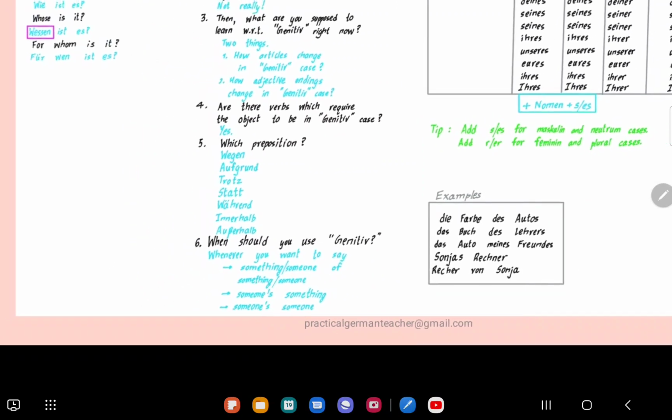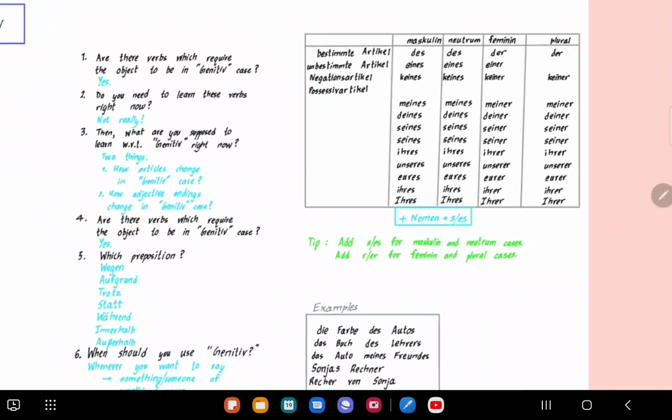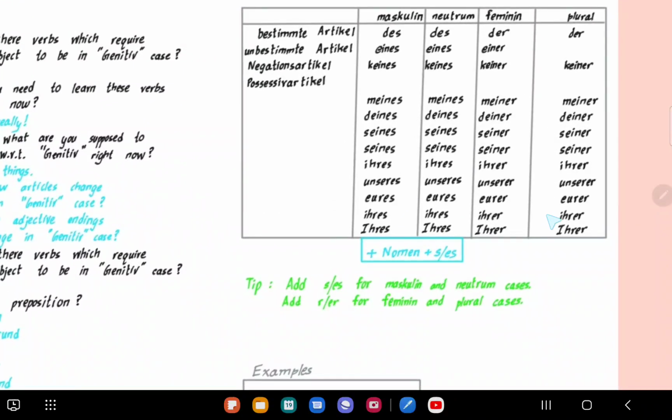Now let's look at the rules. Again, as I said, it's very easy to use. So let's look at how the articles change. Der becomes des. Das becomes des. Feminine, die becomes der. Plural, der. So if you look carefully, des, der, right?